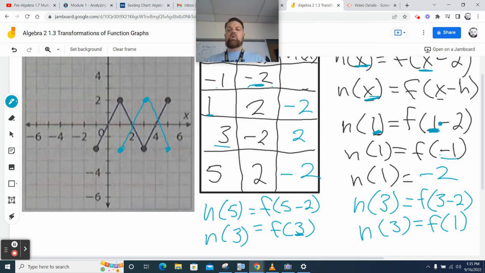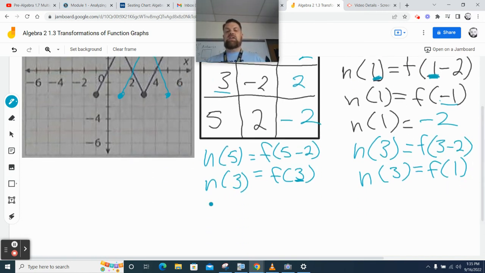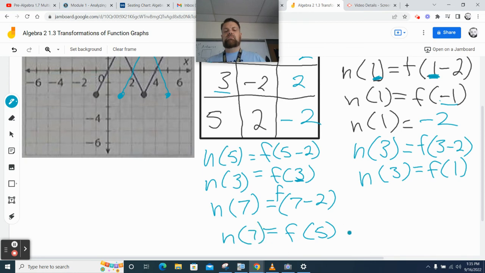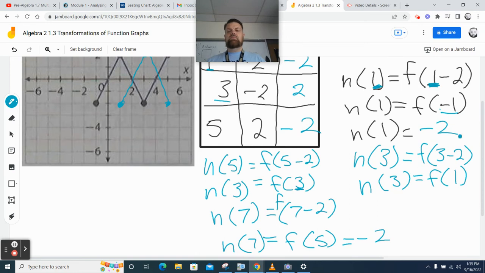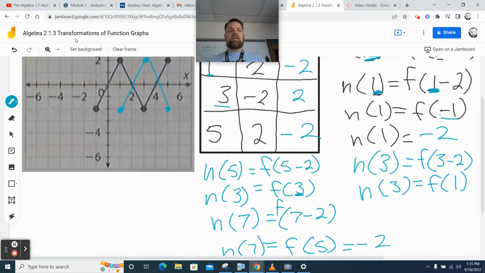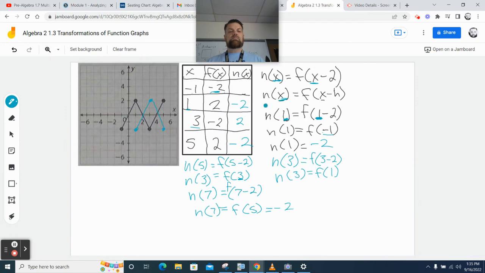So then my next point, if you were to guess, what would be n of 7? Well, n of 7 would be f of 7 minus 2, which is f of 5. What's f of 5? Negative 2. So then I'm going to have to, I'm running out of space here. So when this equals 7, I'm back up here at positive 2. So what did I do?